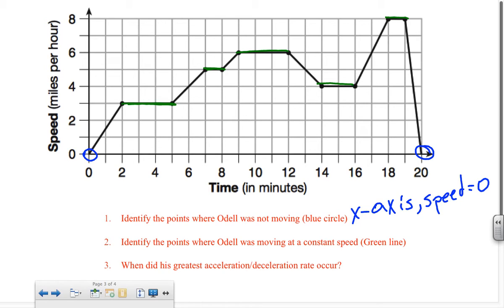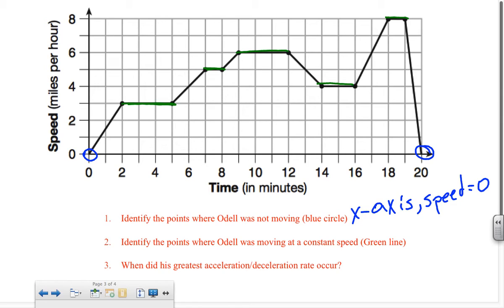Okay, and number 3 is very similar to the question we worked on the first slide, the greatest acceleration or deceleration. Again, we're looking at slope. In this case, the slope represents the rate of change in your speed, which is a fancy word for acceleration, or if you're slowing down, deceleration. So which area has the greatest slope?